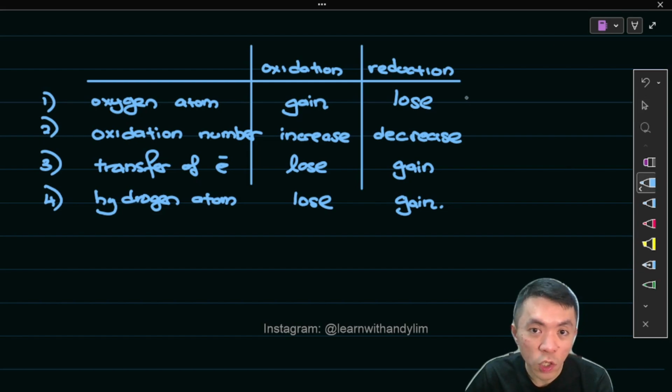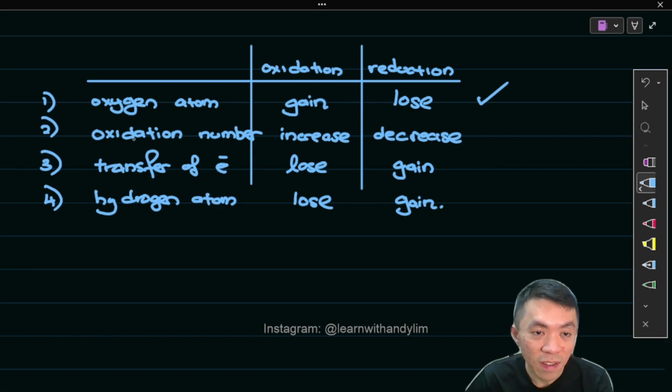In the first lecture, we talked about how we can determine a redox reaction in terms of oxygen atoms. In the second lecture, we are going to define a redox reaction in terms of oxidation number. In oxidation, my oxidation number is going to increase. My oxidation number is going to decrease when I am undergoing reduction.